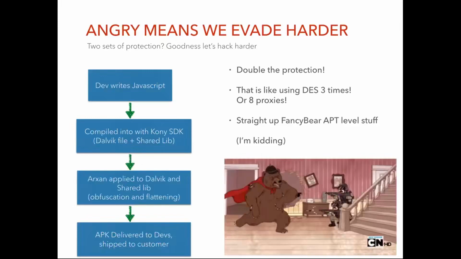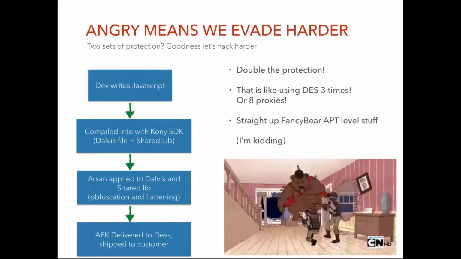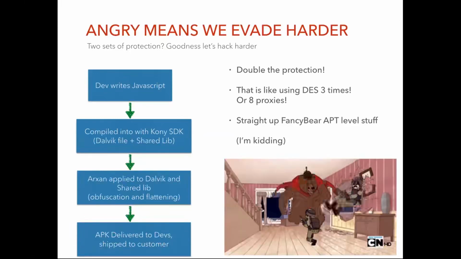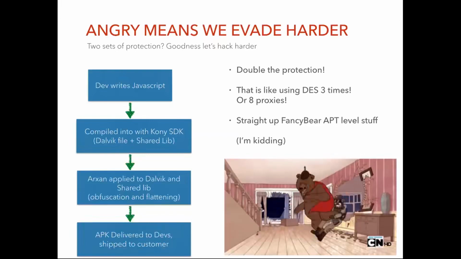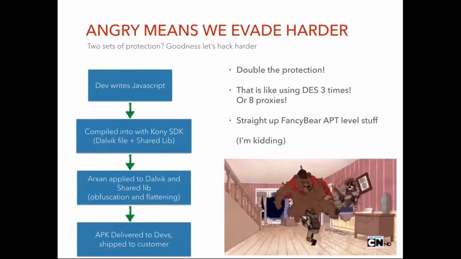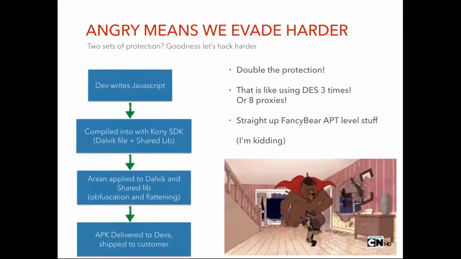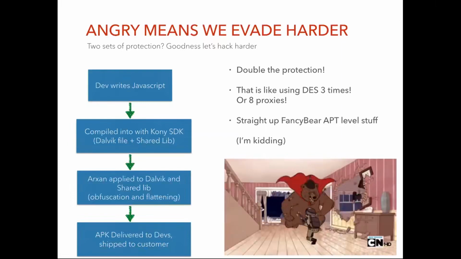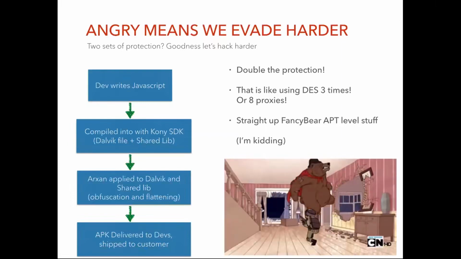Right now, what we have is the dev is going to write JavaScript. It's going to be compiled by the Coney SDK, and it's wrapped with the SDK. So there's that normal encryption happening to the JavaScript zip, and it would be loaded by a shared library. And then it appears that they've loaded ArcSan, and they've applied the Dalvik and the shared lib obfuscation and flattening. And this actually makes it pretty decently hard to reverse engineer any of their native code or their Dalvik code. Most of the strings are going to be obfuscated. They're not going to be plain text. And these get shipped to the developers.